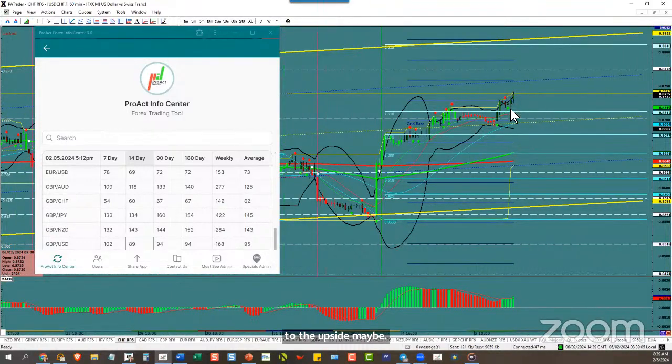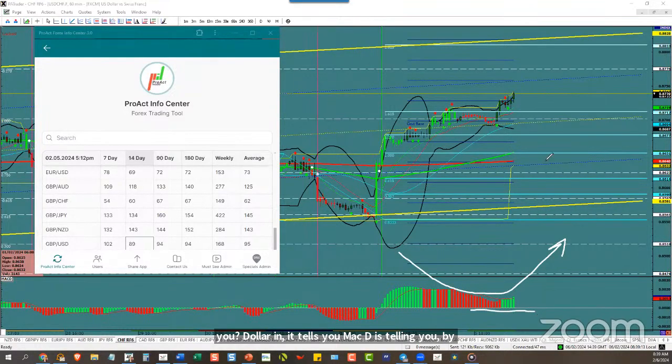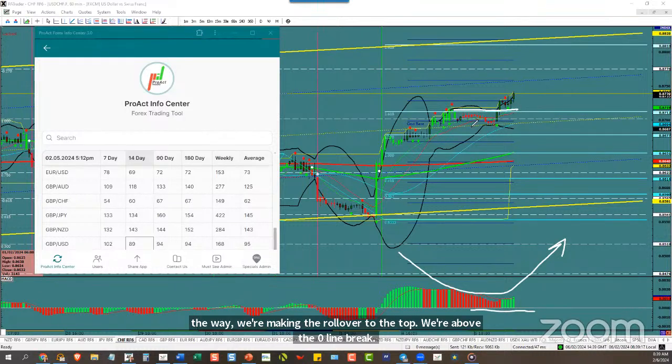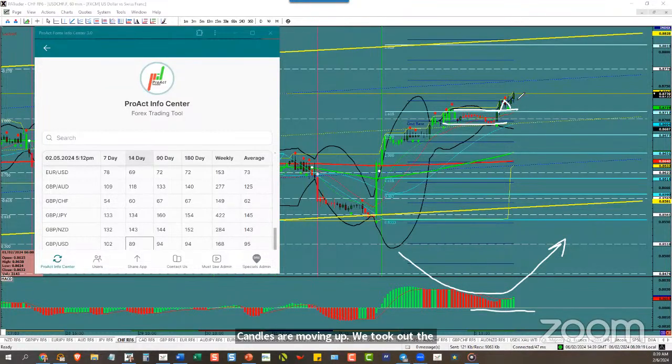Now it follows the dollar index, and what is it telling you? MACD is telling you, by the way, we're making the rollover to the top. We're above the zero line break. Candles are moving up. We took out the flag pattern here with a break, hook, and go actually there, right?